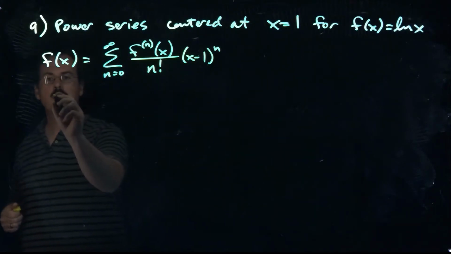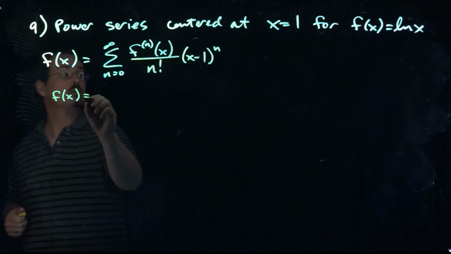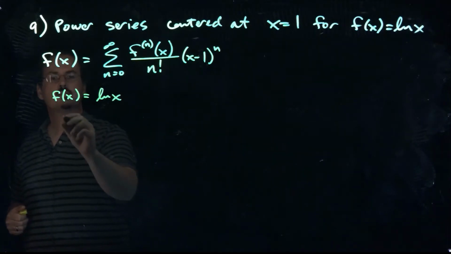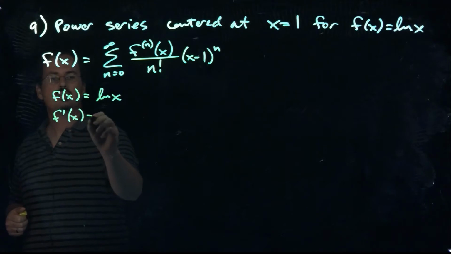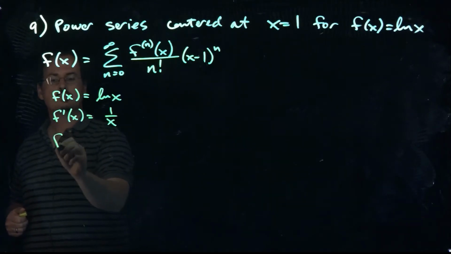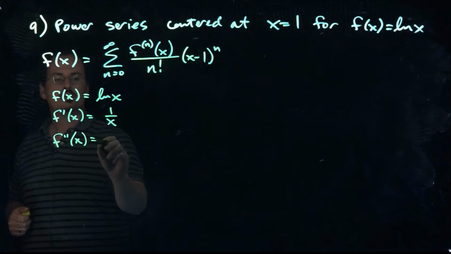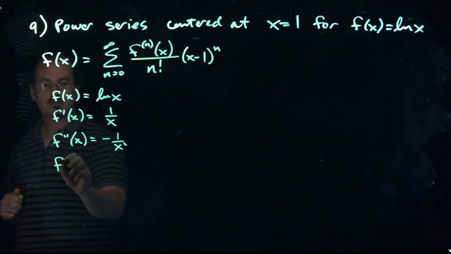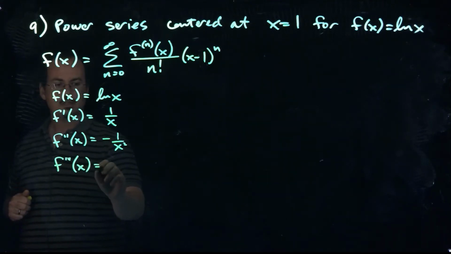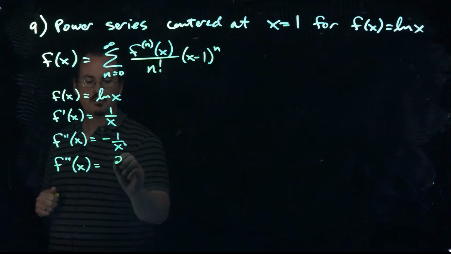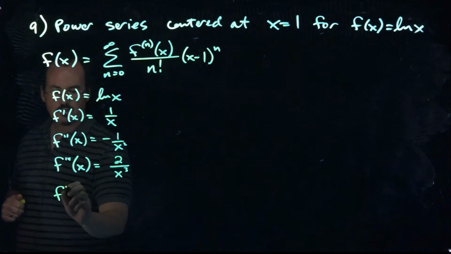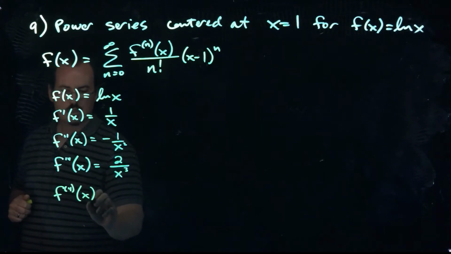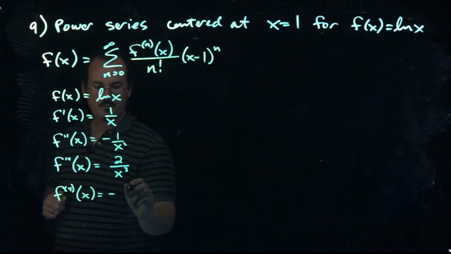So to do that, we'll write out the function and several of its derivatives. So ln x, first derivative, 1 over x. Second derivative, it's going to be negative 1 over x squared. Third derivative, get positive 2 over x to the third. We'll go to the fourth derivative, and we'll get negative 6 over x to the fourth.